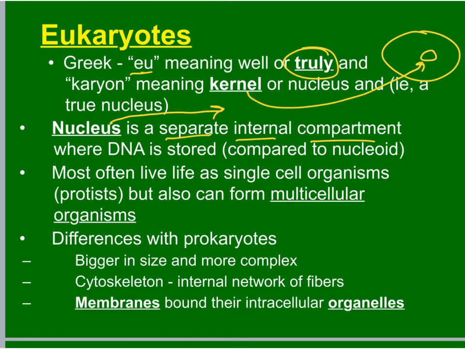It's interesting, so eukaryotes are almost always single-celled organisms, which we don't think of it like that, but there are tons of protists, which are single-celled organisms, but eukaryotes can form multicellular organisms like us. Yay for us.